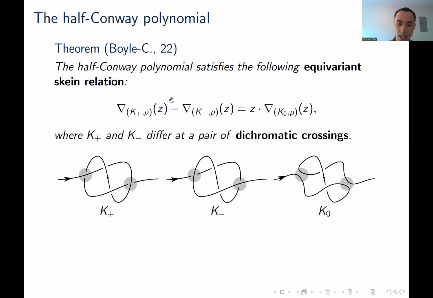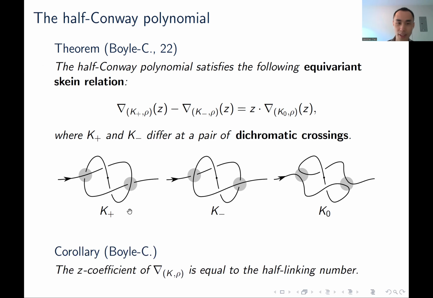And so now I think it's not a surprise to tell you that the Z coefficient of the half-Conway polynomial is equal to the half-linking number. Basically, you can see from the skein relation that the Z coefficient just remembers the crossing change information of dichromatic crossings. Okay, and this is the diagrammatic approach to the half-Conway polynomial. And in addition to refining the half-linking number, there are also a bunch of fun applications that I would like to tell you in the remaining time.